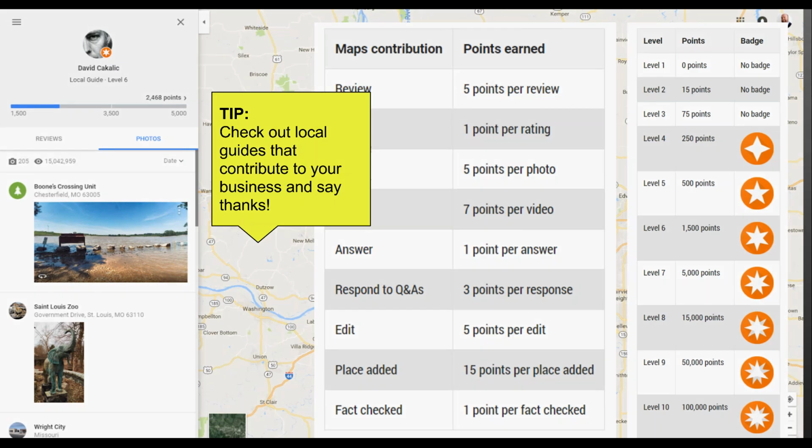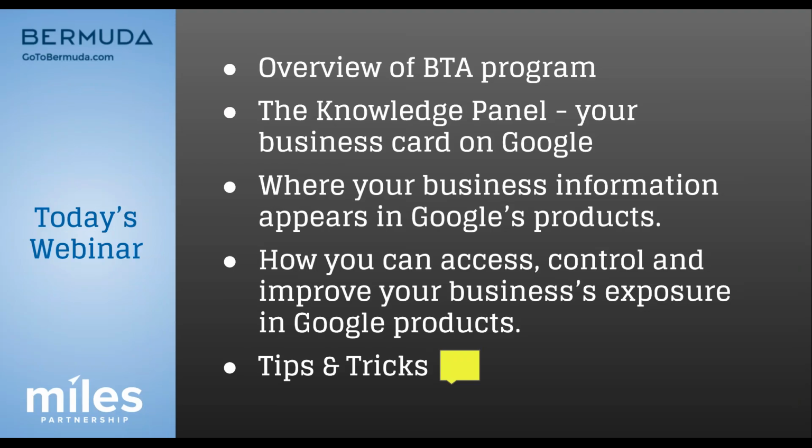Okay, so going back to our agenda, we did the overview of what the program is and why we're here today. We talked about the Knowledge Panel. We talked about the Google My Business dashboard and how you can use that to control the information about your business. And we talked about some of the tips and tricks that are available inside that. And now I'm going to turn it back over to Kim to talk a little bit more about the exciting workshop that we'll be doing in person next week.